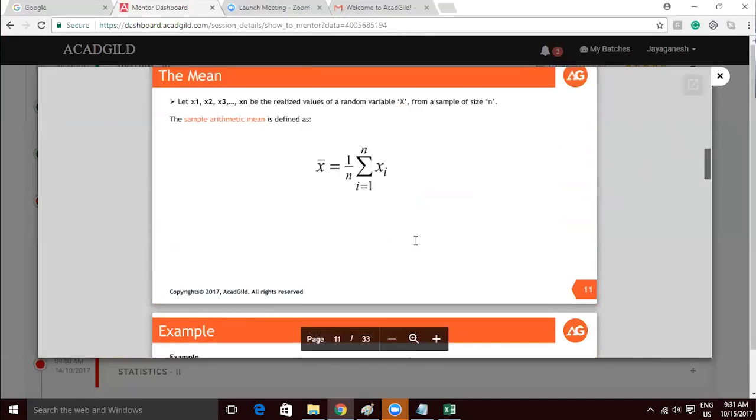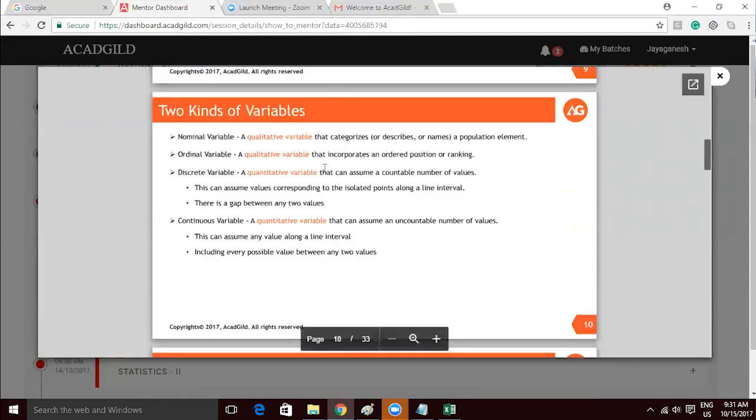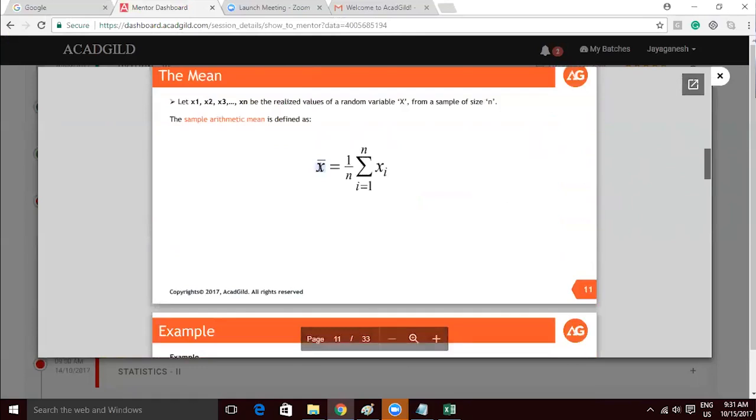Okay. So the mean is basically, this is the formula. As I said, we have the sample mean and the population mean. This is the sample mean, so here you can say sample arithmetic mean. Mathematically we denote it as x bar. That's basically 1 by n, sigma i equals 1 to n, x of i.